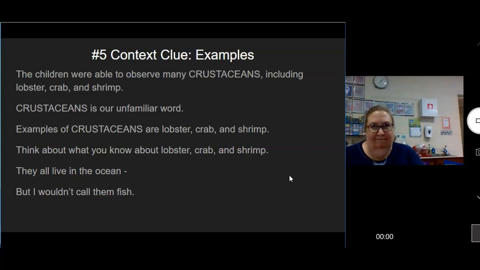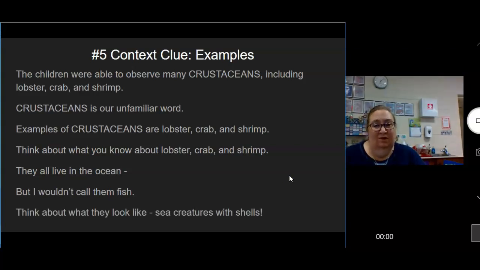Picture a lobster and a crab and shrimp. What do they all have that fish don't have? Yeah, they all have shells. So these are sea creatures with shells. So the children were able to observe many sea creatures with shells, including lobster, crab, and shrimp. That works, right? So I hope you see that it was not hard to get there, but I had to do a little work. I had to do a little thinking to get to the answer.